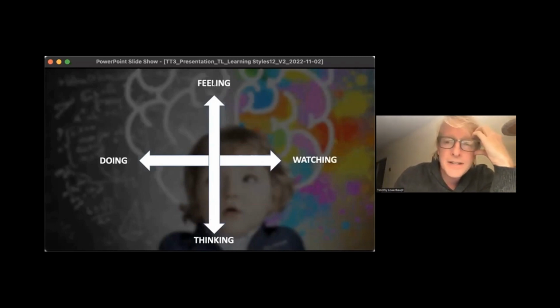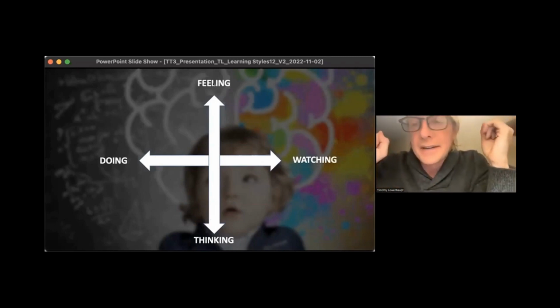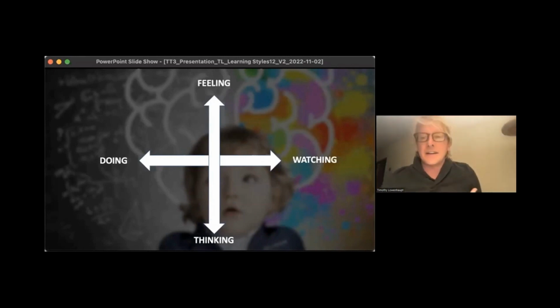Some people process things primarily through feeling. They have to feel the content. Okay. Some people have to do it by thinking. They have to analyze it primarily.